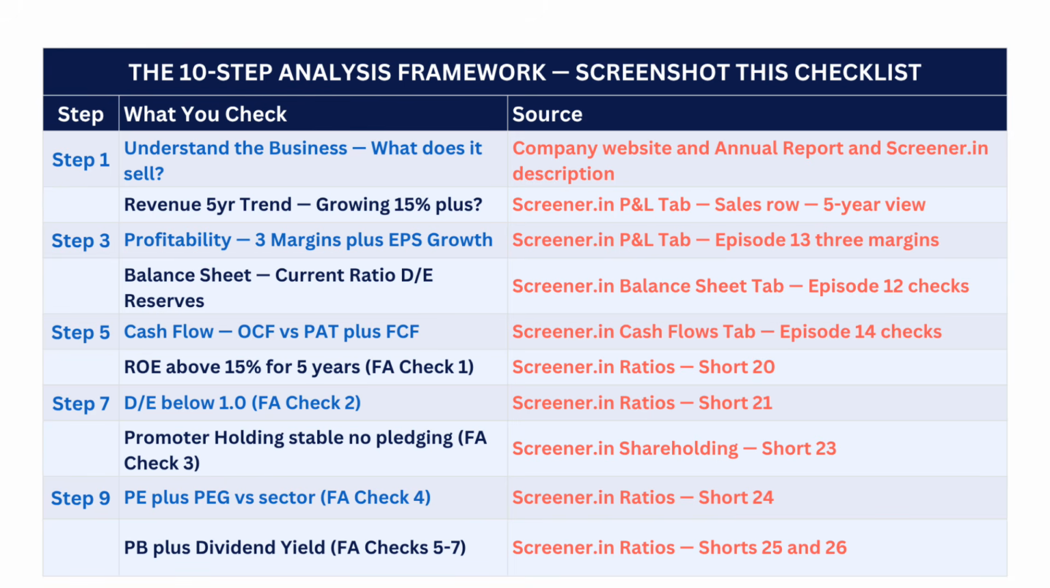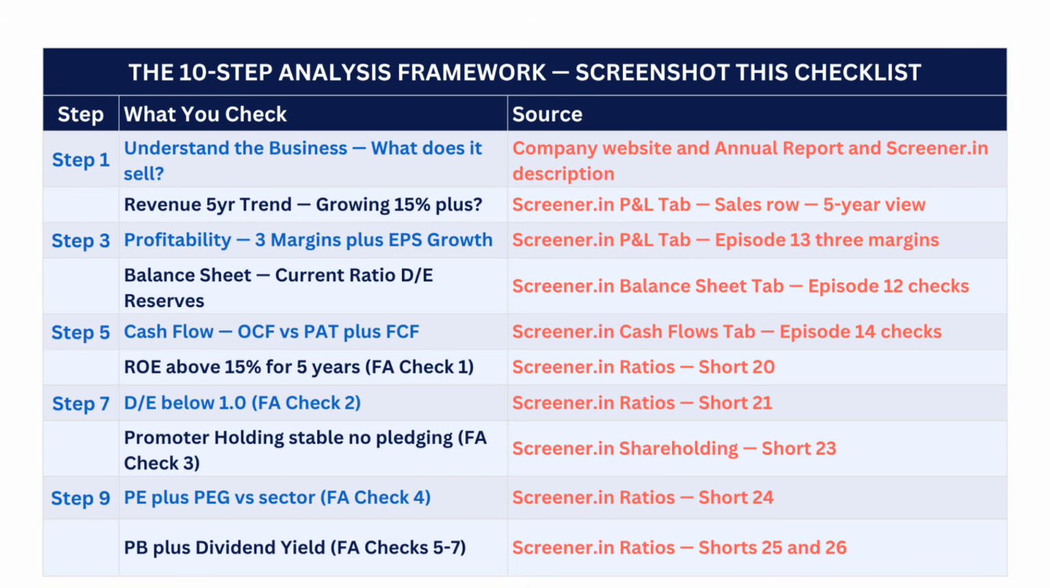Then step 4, what do you want to check? Balance sheet, current ratio, debt, reserves. Source: screener.in, balance sheet tab and episode 12 checks. Next, step 5, what do you want to check? Cash flow, OCF versus PAT plus FCF. Where is the source? Screener.in, cash flow tab, episode 14 checks.